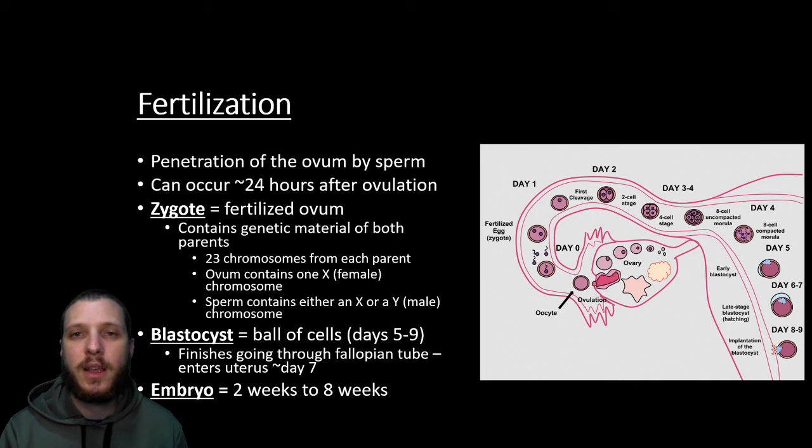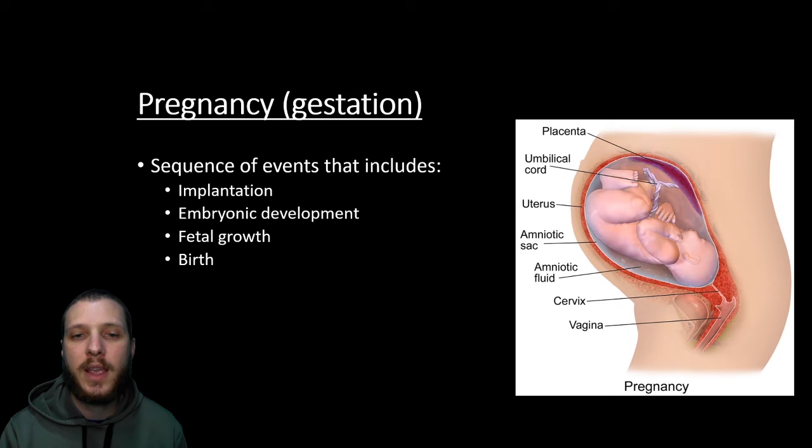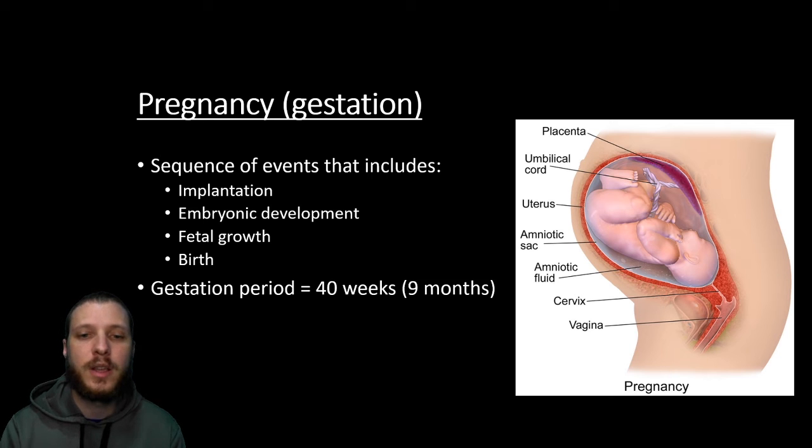And then between weeks 2 to 8, we're going to term this the embryo. After the embryo, we're going to call it a fetus from week 8 on. And as this fertilized egg develops, this is what we're going to call gestation or pregnancy. Technically, it's going to be the implantation, the embryonic development, fetal growth, and birth. So in humans, the gestational period is 40 weeks or 9 months. And this is going to be starting from the first day of your last period.